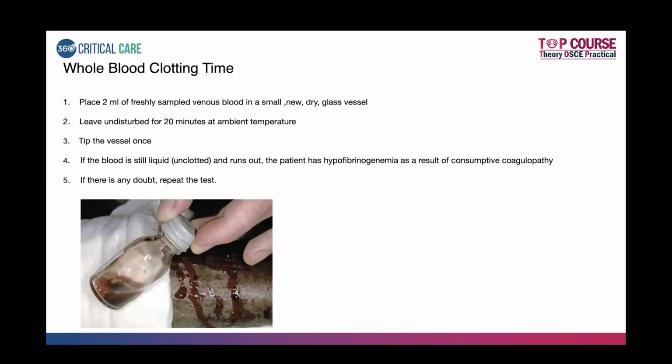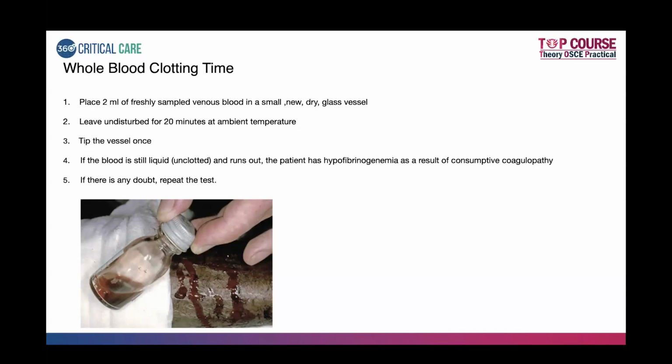So coming to whole blood clotting time, what you need to do is you take 2 ml of freshly sampled venous blood in a small, new, dry glass vessel. Leave it undisturbed for 20 minutes at ambient temperature. Tip the vessel once. If the blood is still liquid, that is unclotted and it runs out, the patient has severe hypofibrinogenemia as a result of consumptive coagulopathy. In case you feel a little doubtful, then you can repeat the test.